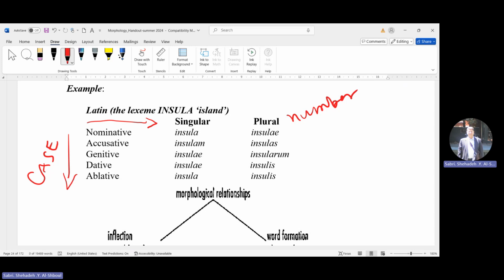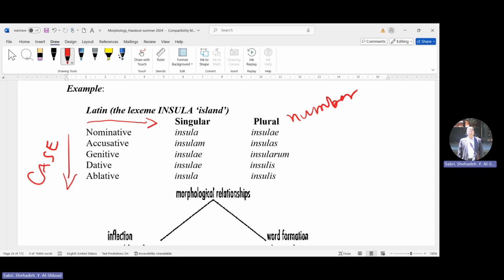Here, dear students, this is a representation of a paradigm. At the horizontal level, we have, as I said, number: singular, plural. And for the vertical, we have the nominative, accusative, genitive, dative, ablative, and so on and so forth. So these are case patterns, and the horizontal ones are number patterns or inflectional levels.